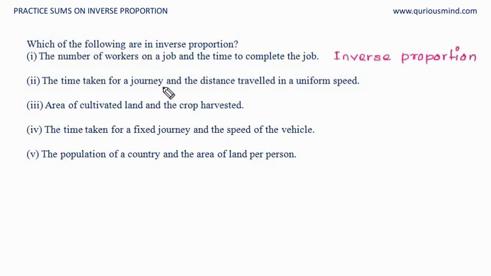The time taken for a journey and the distance traveled at uniform speed. If in 2 hours I travel, let's say, 50 kilometers, in 3 hours I will travel 75, in 4 hours 100. So as the time is increasing, the distance traveled also is increasing. So this is not inverse, this is actually direct proportion.